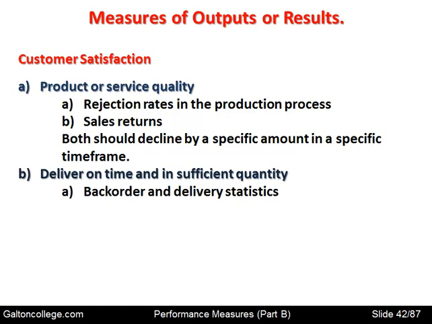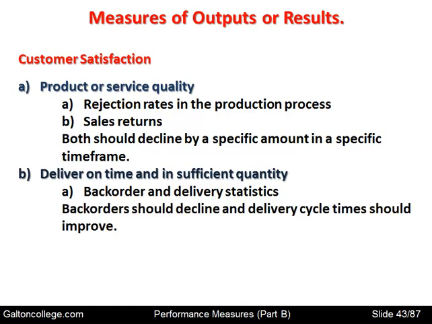So look at back orders and delivery statistics to see how well the company is doing in terms of delivery time, meeting the orders within a reasonable time scale, and honouring its commitments in terms of delivery. Back orders should decline and delivery cycles should improve over time. Those are measures of output, and these should be objectives of the business.